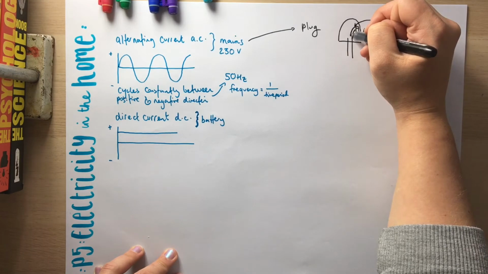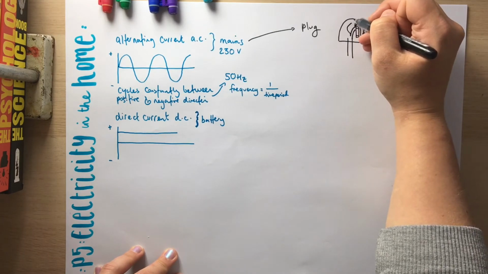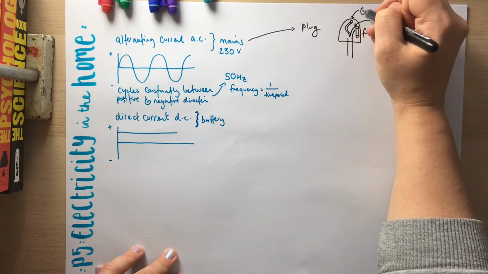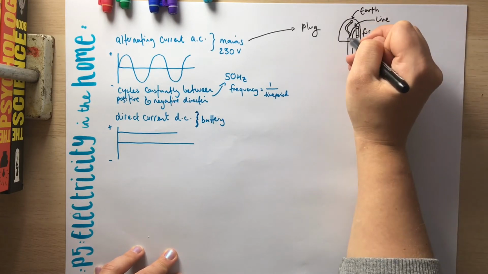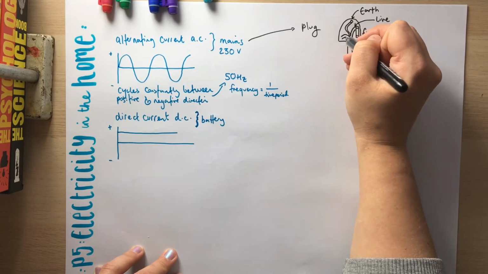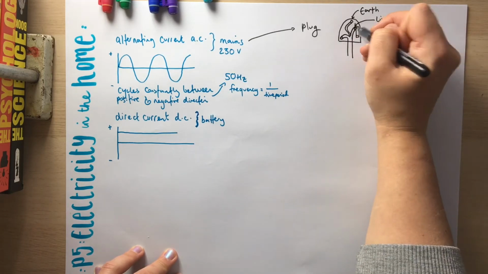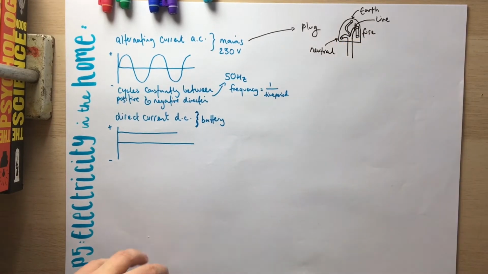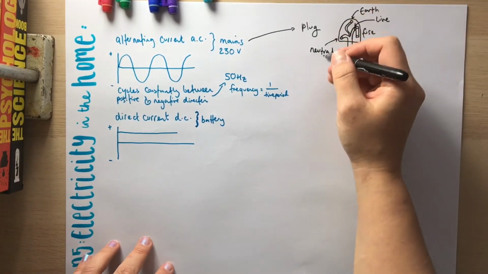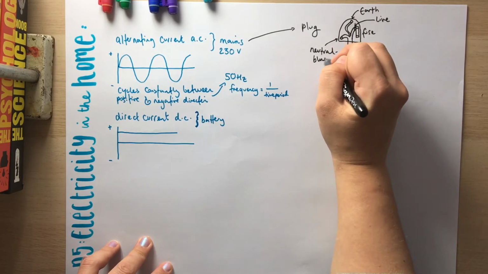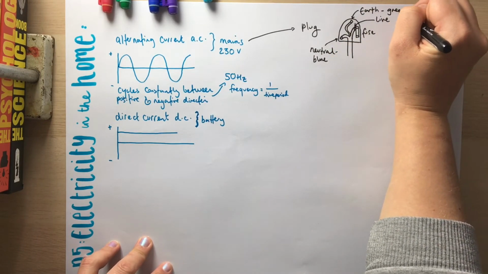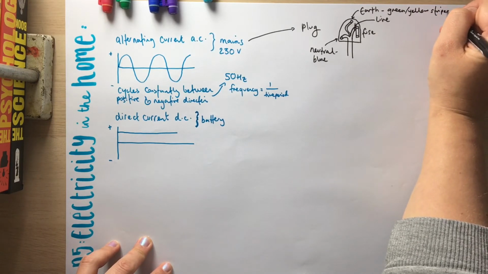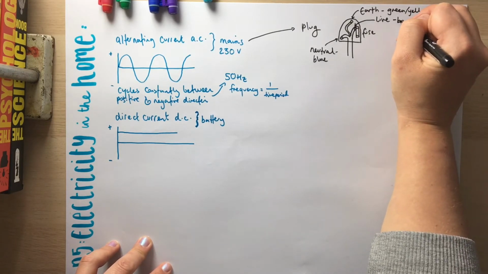There is a wire that goes up to the top pin, and that is called the earth. And then there is a wire that goes to this bottom pin here, and that is called the neutral. You need to know the colours of these. So neutral wire is blue, the earth wire is the green and yellow striped, and the live wire is brown.